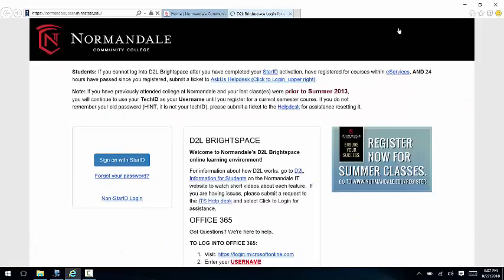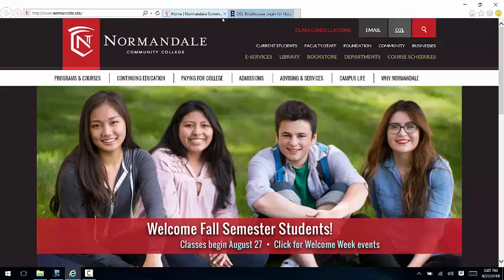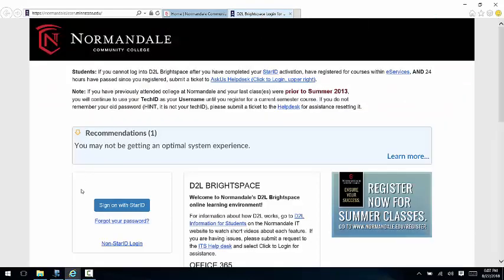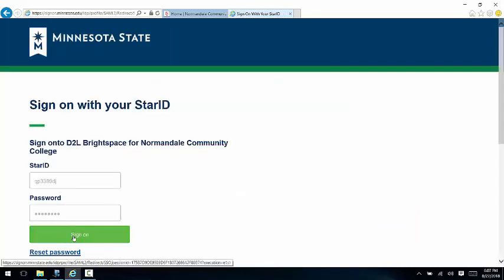And to get to D2L, if you go to the main Normandale page, there's a D2L tab up at the top. And that takes you to a login screen. And hopefully all or most of you know your Star ID and your password. If you don't know that, I can show you where IT is and they can get that stuff straightened out for you. But sign in.